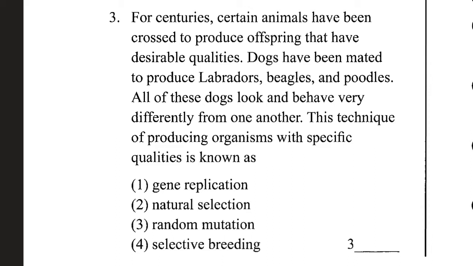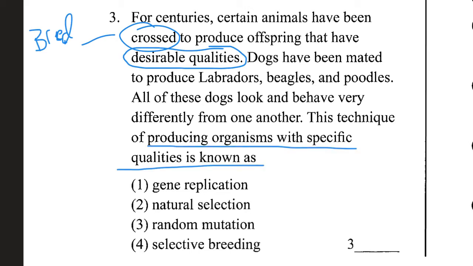So looking at the reading, we see the word crossed. Generally, that means that two organisms are intentionally bred to combine their traits. In this case, those traits are desirable qualities. So while we're reading this, we need to understand, is this humans causing this, or is this happening naturally? Since the organisms are being intentionally bred for desirable traits, we can assume humans are doing it. Looking at the options, gene replication means copying of genes.